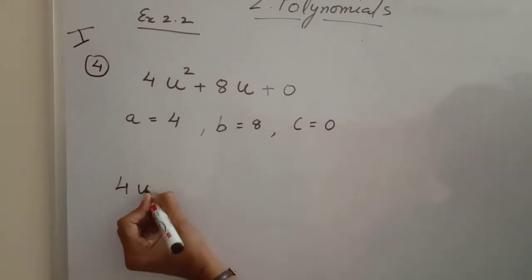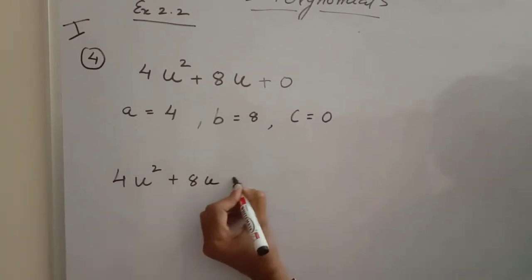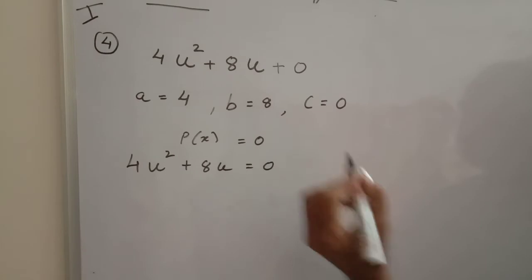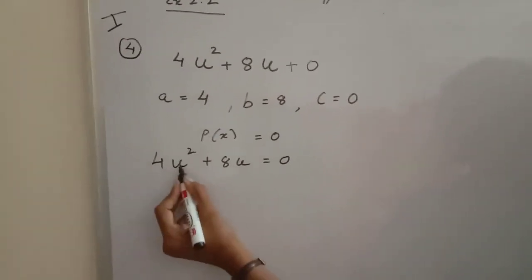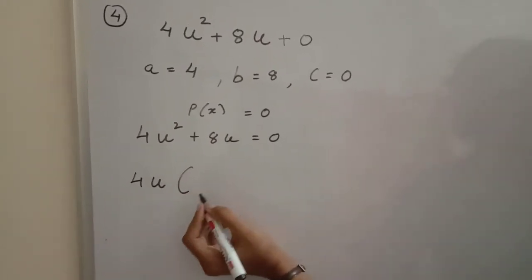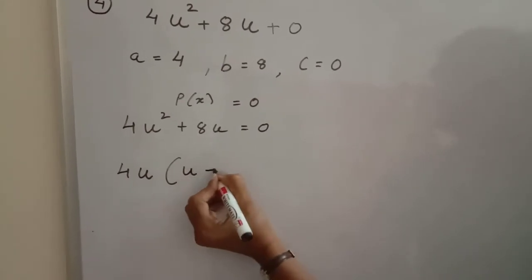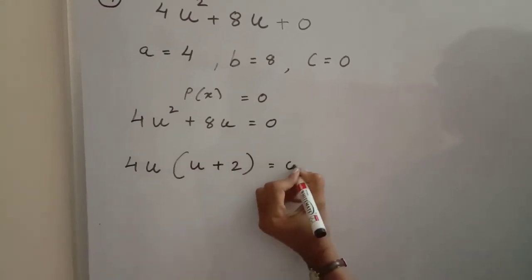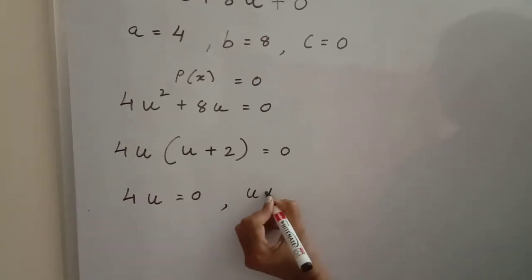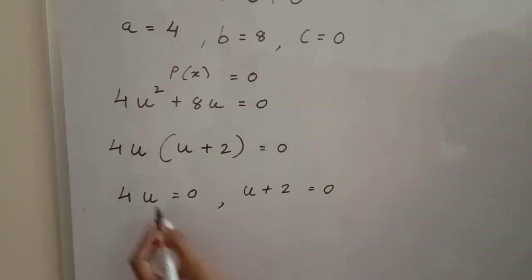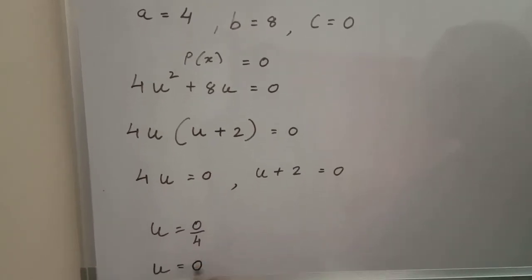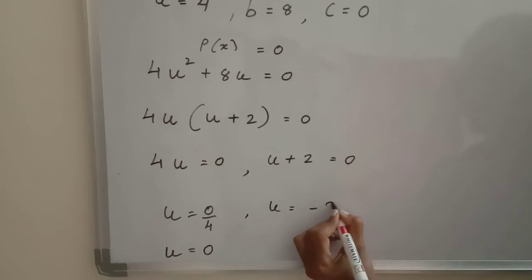So I will take 4u square plus 8u equals to 0. By using that concept, I will take px equals to 0. Now here, this is u square, this is u. I can take 4u common outside from this. No need to use middle term process. So what will remain? U plus 2 equals to 0. So I can say that 4u equals to 0 or u plus 2 equals to 0. So u equals to 0 divided by 4. That means u equals to 0. Here u equal to minus 2.